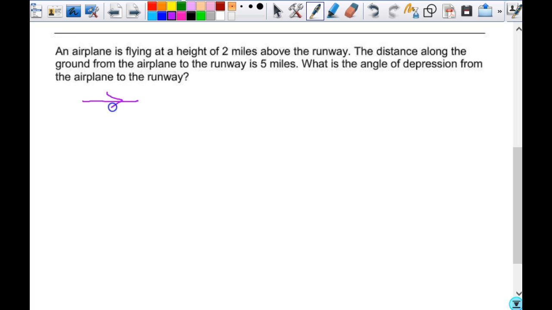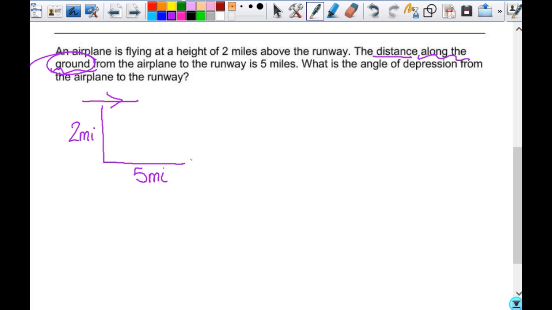So here's your airplane, right? It says it's flying at a height of 2 miles, above the runway. The distance along the ground from the airplane to the runway is 5 miles. So this here is my 5 miles. Now, how do I know that that's 5 miles and not my hypotenuse? It says along. Distance along the ground from the airplane to the runway. The distance from the airplane to the runway would be the hypotenuse. And that is an important measurement to know to make sure you have fuel to get how far you need to go. But then the ground distance is also an important one, just depending on what you need it for.